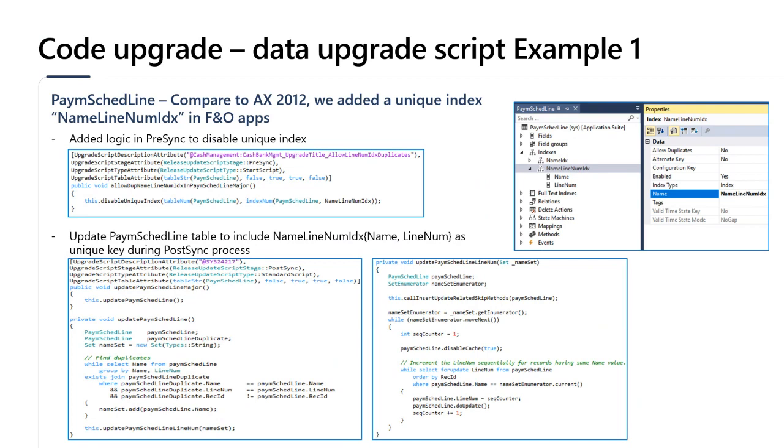Let's talk about the first example, where compared to AX2012, we added a unique index on the PM schedule line table in FNO. To write the script, logic is needed in pre-sync to disable the unique index, which will ensure no data loss with the first database synchronization. Later, update the PM schedule line table in post-sync by massaging data with the new unique index, and that is something you can see in the code below.